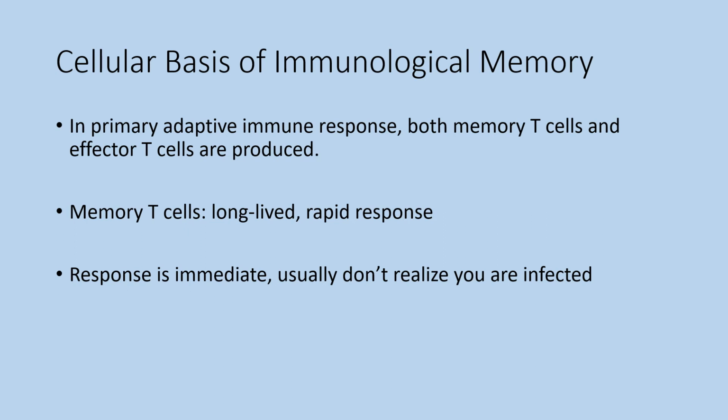In the primary adaptive immune response, the effector T cells are produced, those that are working right now, the cytotoxic T cells, the B cells, etc. But also memory T cells are going to be produced. The memory T cells are long-lived, and that's what's going to be there for any subsequent exposure that allows for a very rapid response. Like I said earlier, the response is going to be immediate. You don't even realize that you are infected.